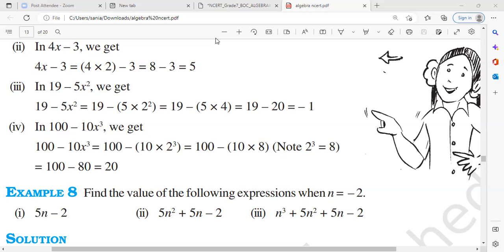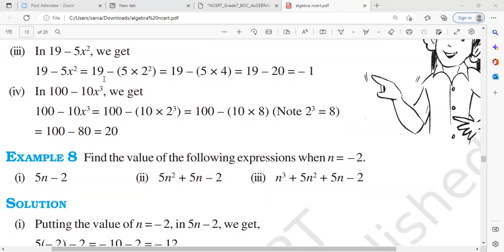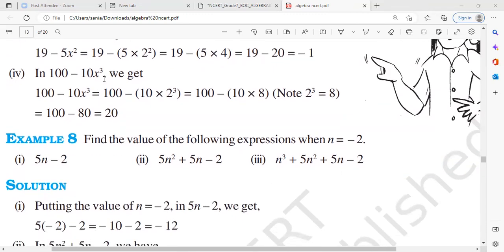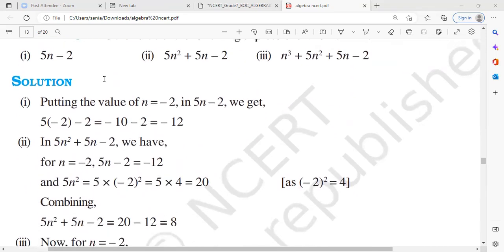Ma'am, done. Okay. Now let's just check. First one, what you got? Ma'am, -12. Very good. And ma'am, the second one, I got 8. Okay. Third. Ma'am, third, 0. Very good.